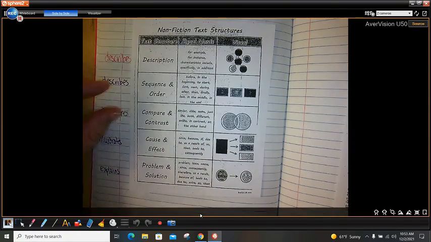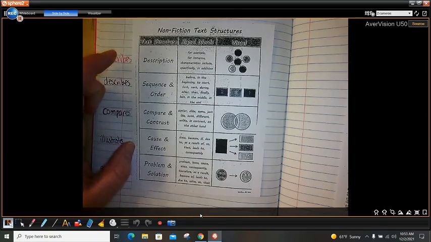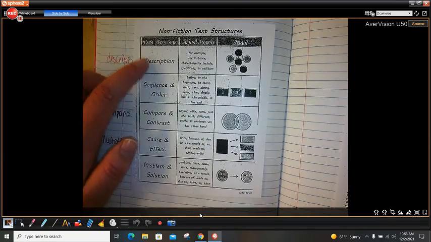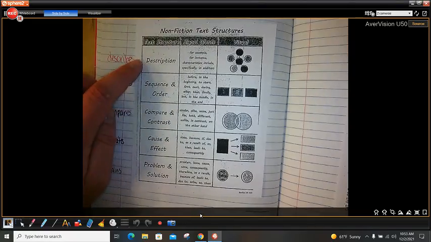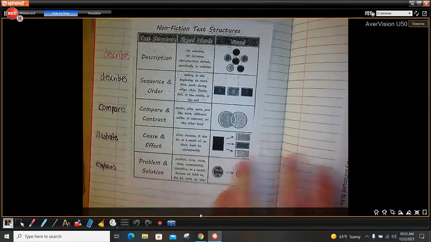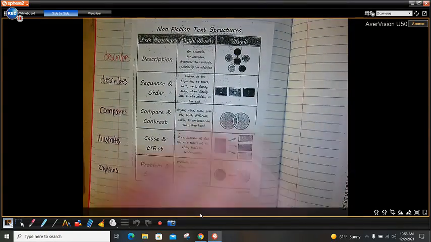So we got cause and effect and description left. Which one do we think it was? Ayla. Description. All this is doing is giving me a description or describing the Civil War.